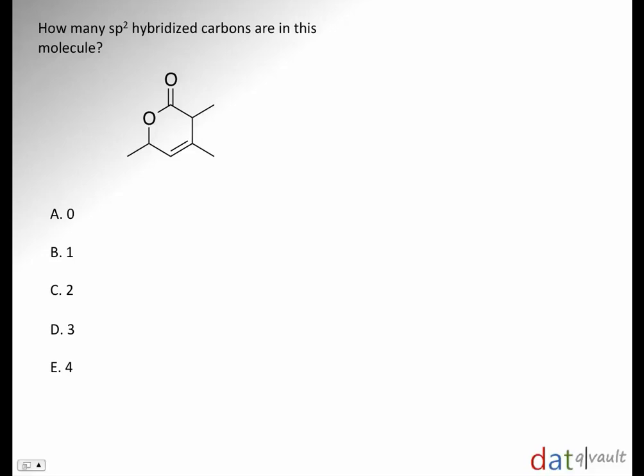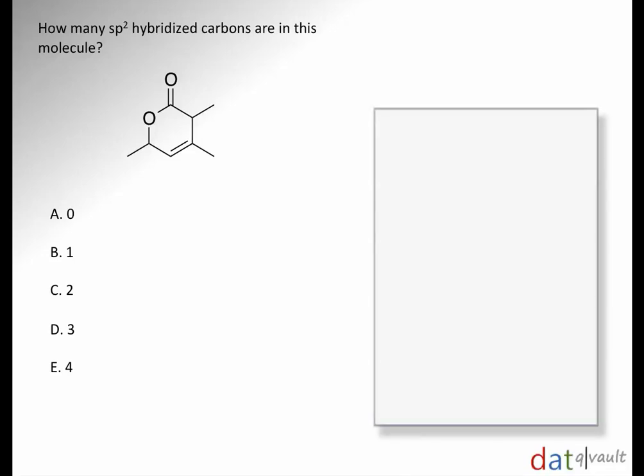Alright, now that you've had a chance to answer this question on orbital hybridization, let's go through it together. So let's quickly jot down what we know about sp2 hybridized carbons. We know that they participate in forming double bonds. You don't have to form just a double bond to a carbon. You can also form double bonds to oxygen, nitrogen, pretty much any other atom. Also, we know that for sp2 hybridized carbons, the geometry around them is trigonal planar.